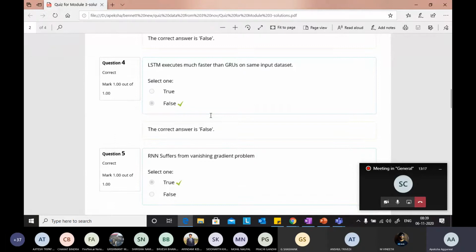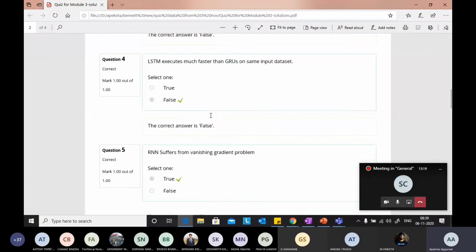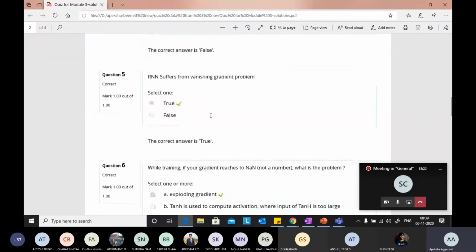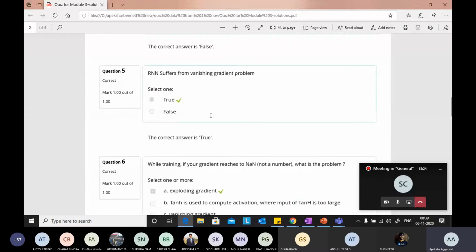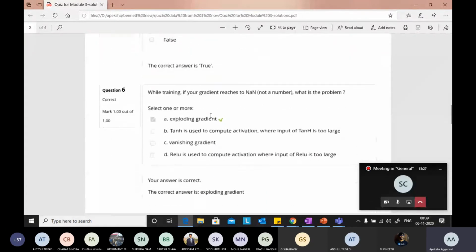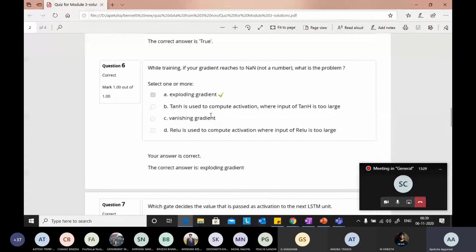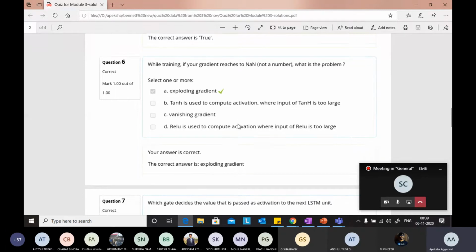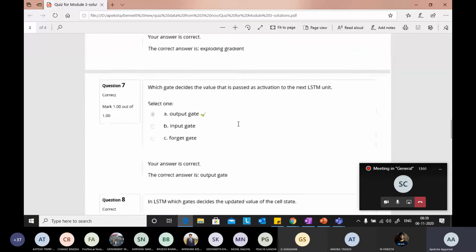Okay. Next is, LSTM executes much faster. No, GRUs are faster than LSTM. We have discussed this. RNN suffers from vanishing gradient. True, yes, RNN suffers from vanishing gradient. While training, if your gradient reaches not a number, so you are multiplying 1.2, 1.2, 1.2 up to 10 times, and it overflows. So this is the exploding gradient problem. Overflowing up to not a number is an exploding gradient problem. Correct answer is exploding gradient.